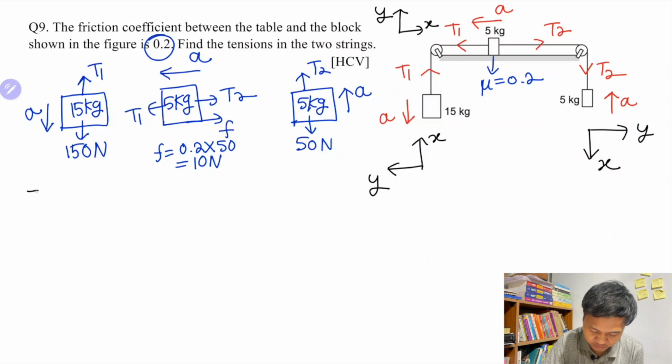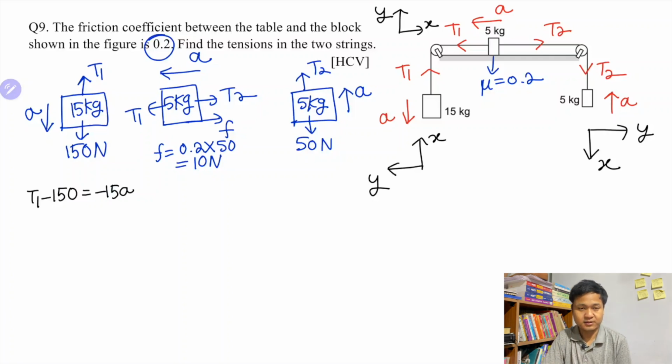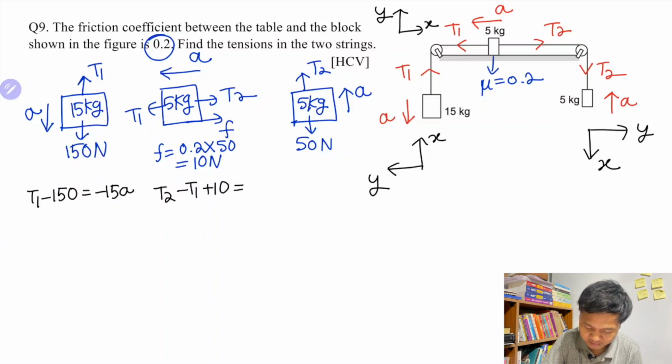So T1 minus 150 should be equal to minus x, that is 15 into minus A, so that means minus 15A. Acceleration is downward, so it is minus. Then for this block, the left side is plus and the right side is minus, so T2 is plus. Minus T1 should be equal to, you also have the friction force, so plus 10. So equals minus 5A.